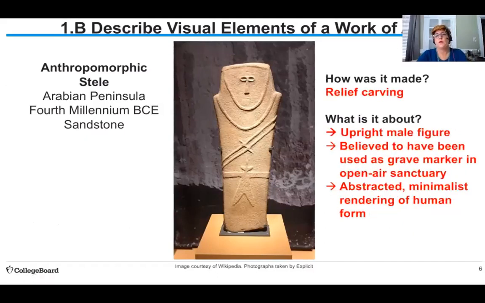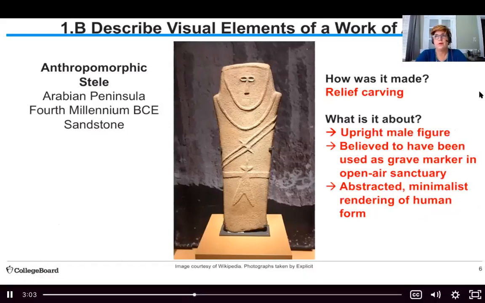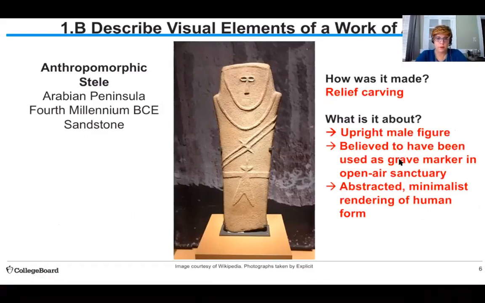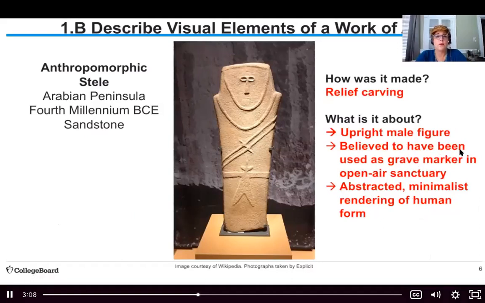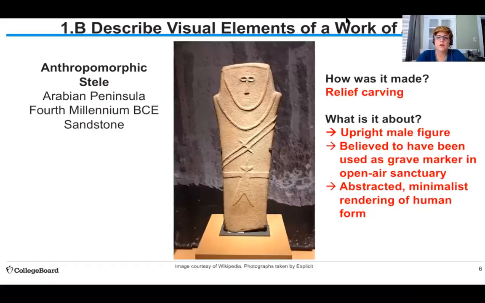How was it made? Another one of our guiding questions. Well, this is a relief carving. So our design is raised up from the surface of the stone. What's it about? We don't specifically know, but based on what we can see, we can describe what we're seeing. So it's an upright male figure, believed to probably be used as some sort of grave marker, maybe in an open air sanctuary. It's also very abstracted, meaning that we see some human features, but they don't look like what we expect them to look like in real life.